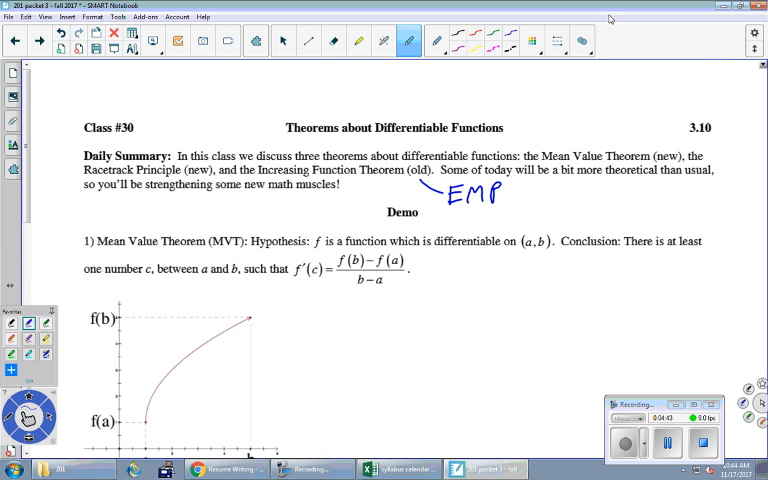Okay, some of today will be a bit more theoretical than usual. I say some, pretty much all of today is a bit more theoretical than usual. We are going to be strengthening some new, different math muscles. Most of our class, Calc 1, is about calculations, calculating a derivative, solving for a tangent line being horizontal. This is not a calculations class. This is a theoretical class, and it'll be the first opportunity for many of us to really write proofs. And writing proofs is a skill, and if it is brand new to you, it is going to be a skill that requires work to get better at.